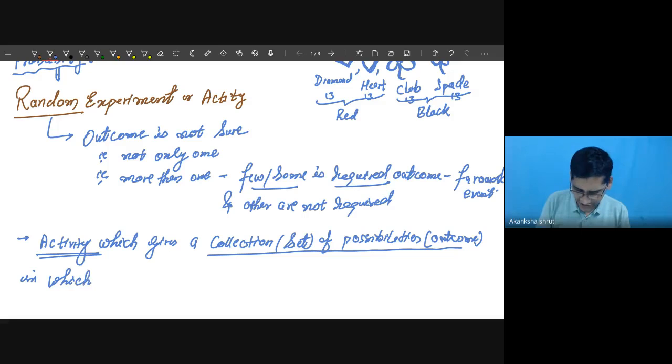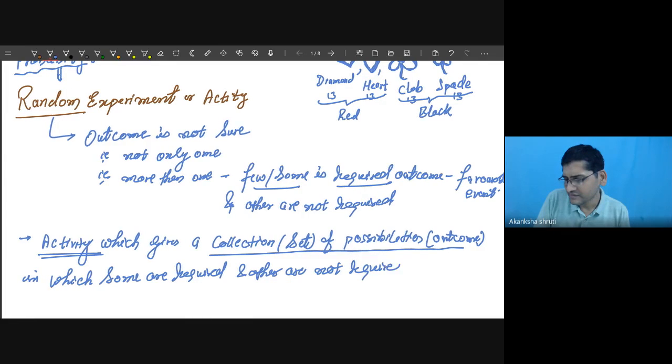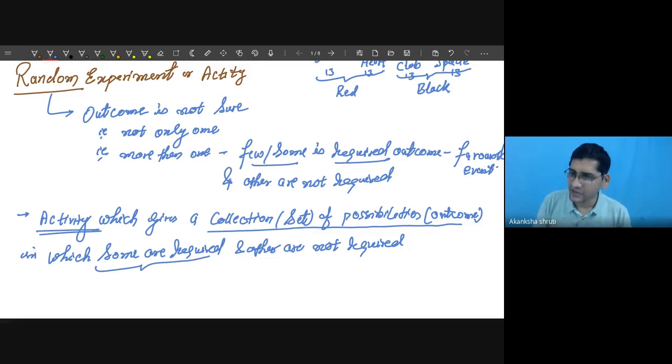in which some are desirable or required, and others are not required. Get it? So the two things are there. Maybe only one is required, or maybe more: I need, out of 4 colors, the 2 colors, and 2 balls are drawn at a time. So maybe more than one also. So we have written that some are required.